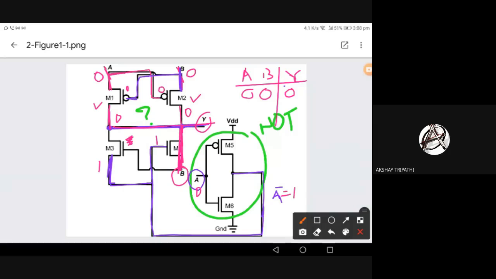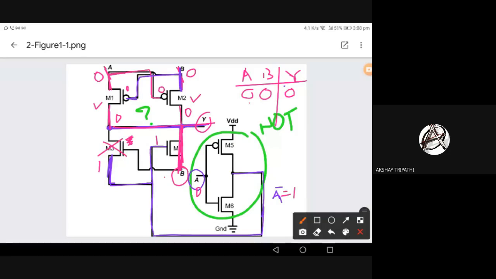Again, this A bar is 1 and M3. What is the state of M3? M3 is off, because the 0 is going to the base of M3. So it is off. Okay, so output is definitely 0. So 0 0 0. So definitely the answer is not A bar. That is wrong, because if it was A bar, then it should be 1. Right? Now let's see the other condition.